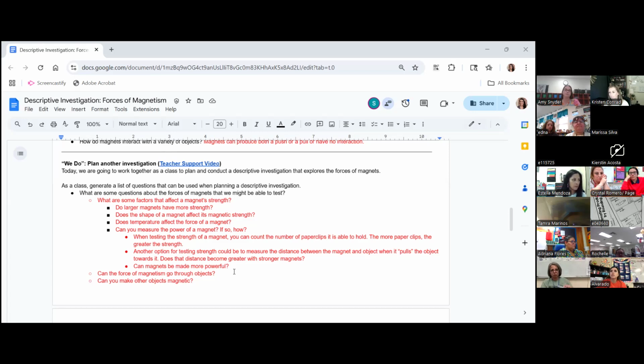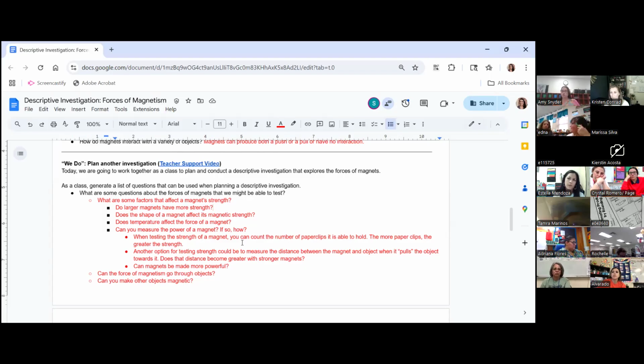Now, if they're just stumped and they're not really giving you much, then we've given you this support here to kind of get you going, all right? So for the sake of this PD, we're going to say that our kiddos told us that they want to investigate this one here. Do larger magnets have more strength, okay?